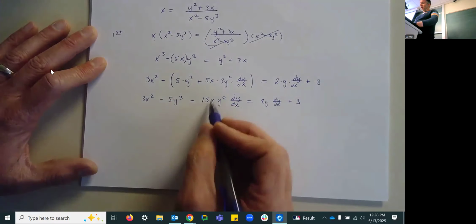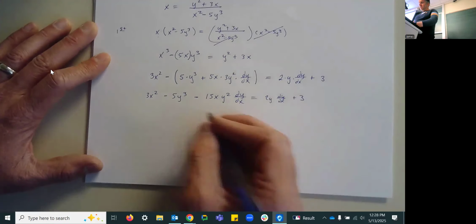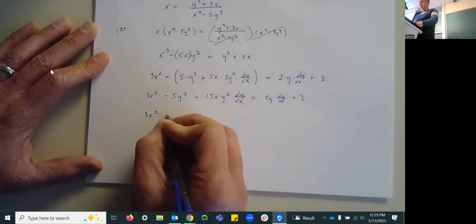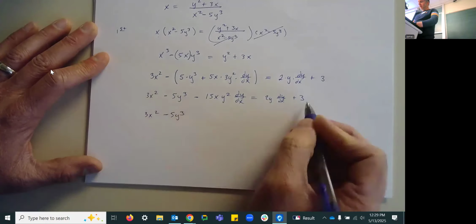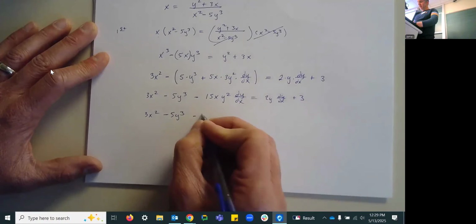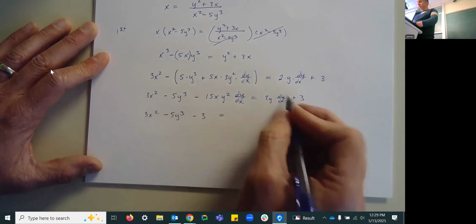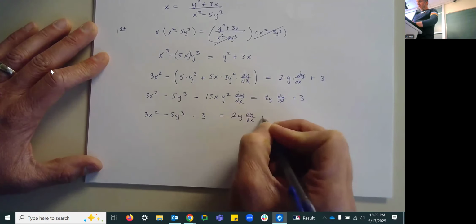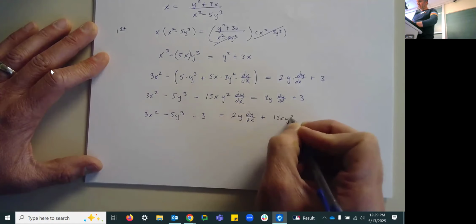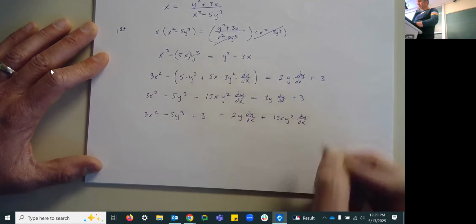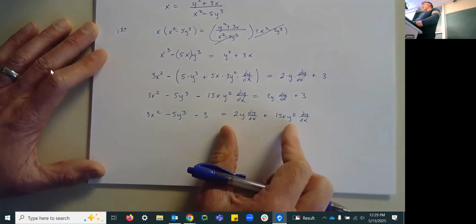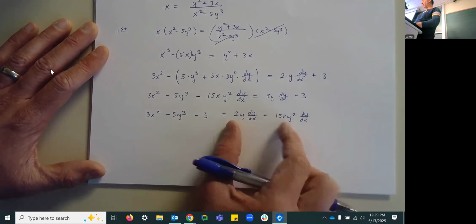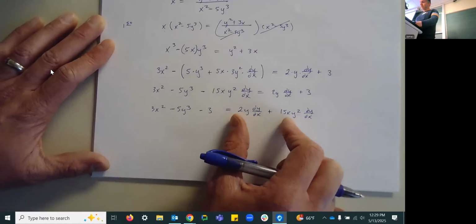Let's bring my dy dx's to the right-hand side just to change it up for once. So on the left, all the not dy dx terms will be 3x squared minus 5y cubed, and I'll bring the 3 over to the left-hand side as minus 3. On the right-hand side, I'll have my 2y times dy dx plus 15xy squared dy dx. I think in this step, you could also see how it's going to factor out and just skip this and write it as dy dx times 2y plus 15xy squared, but you don't have to skip that step if you don't want to.